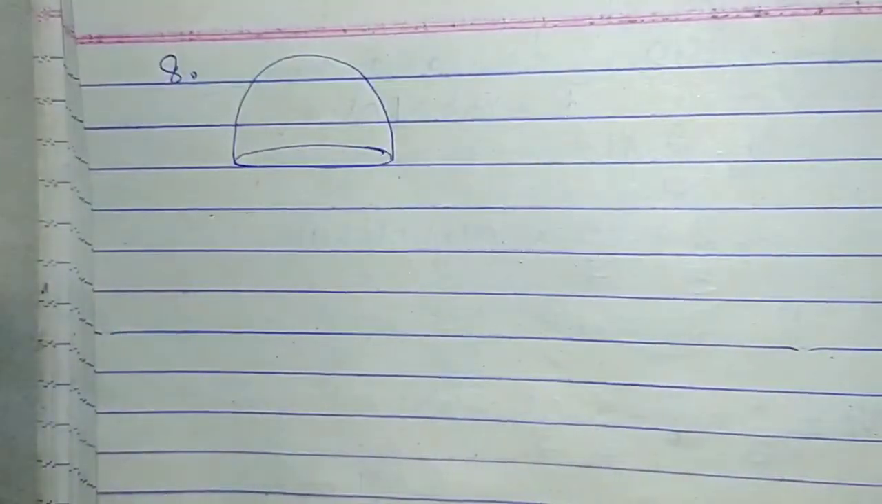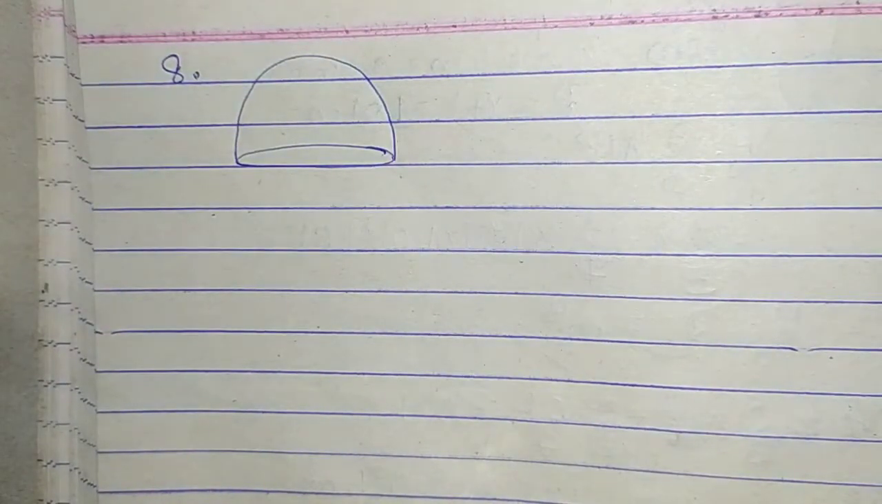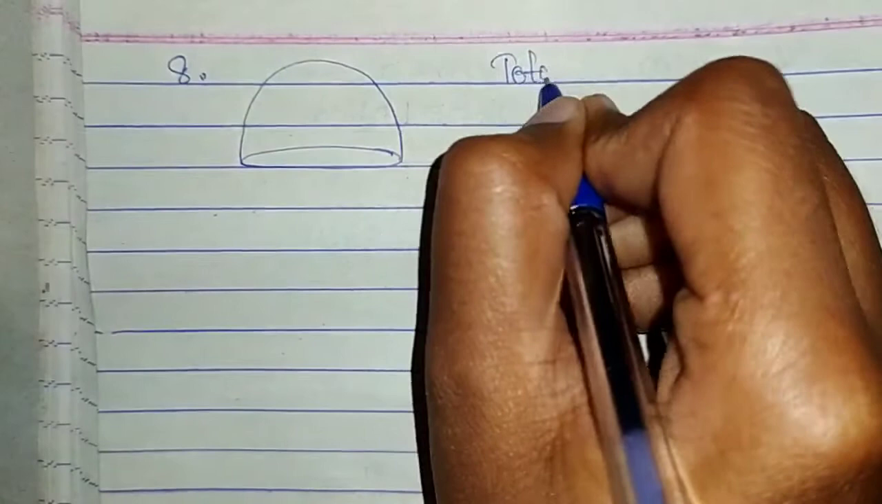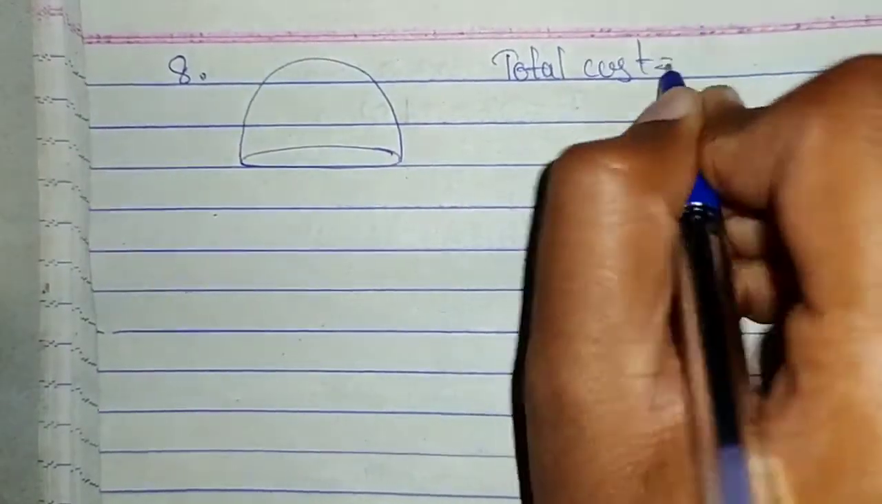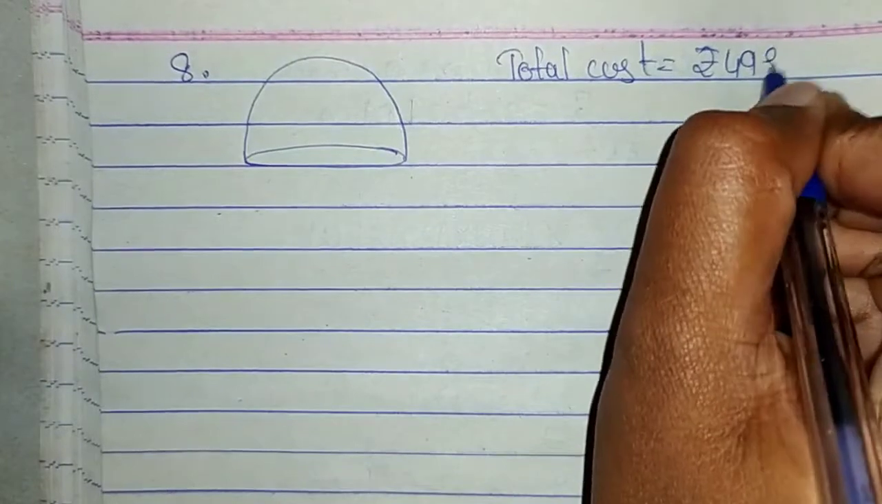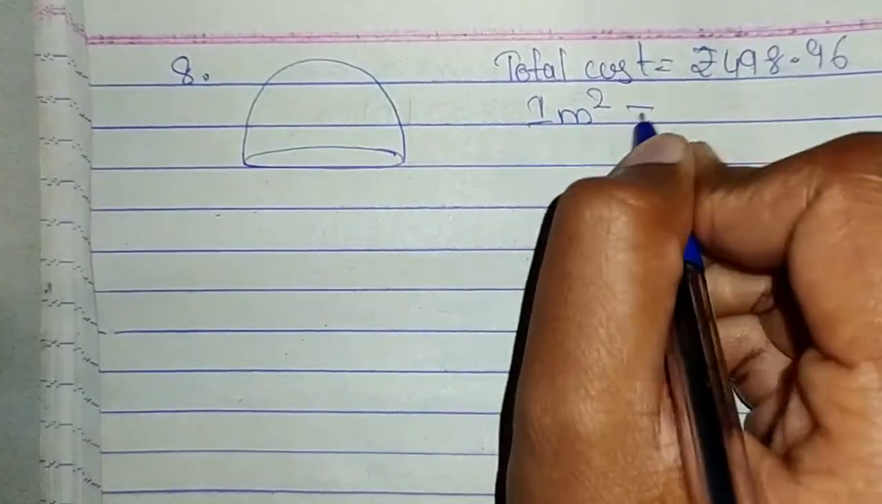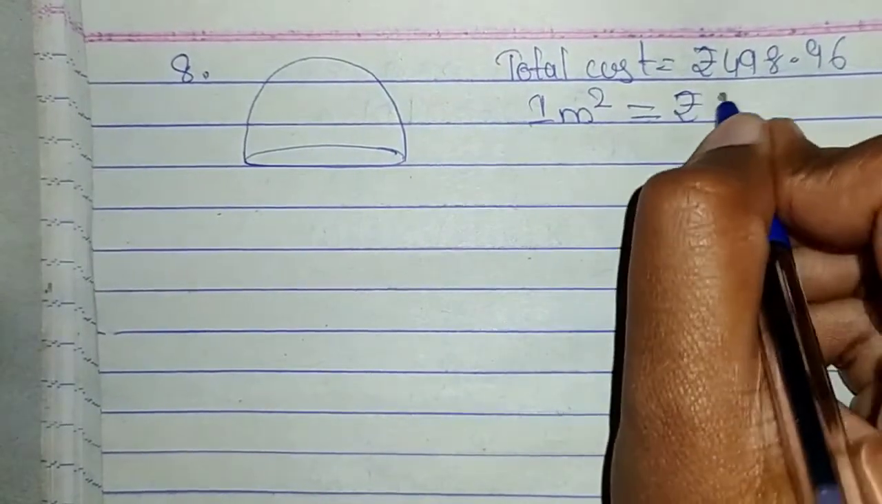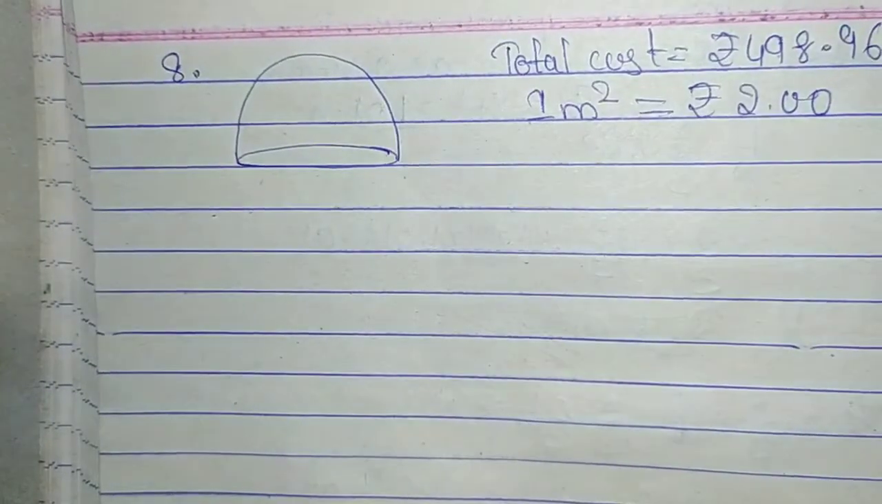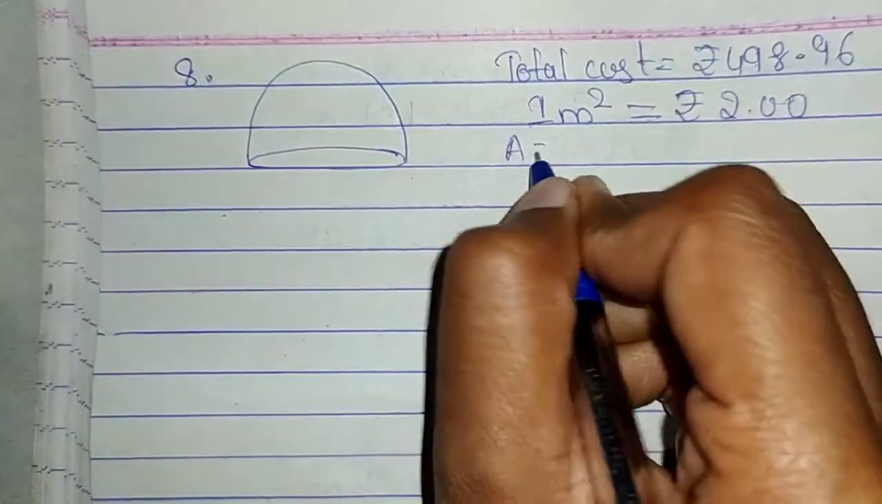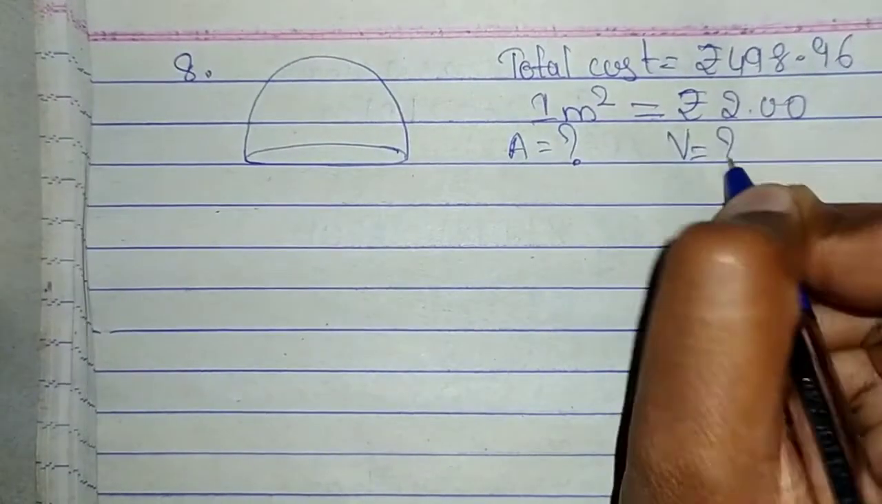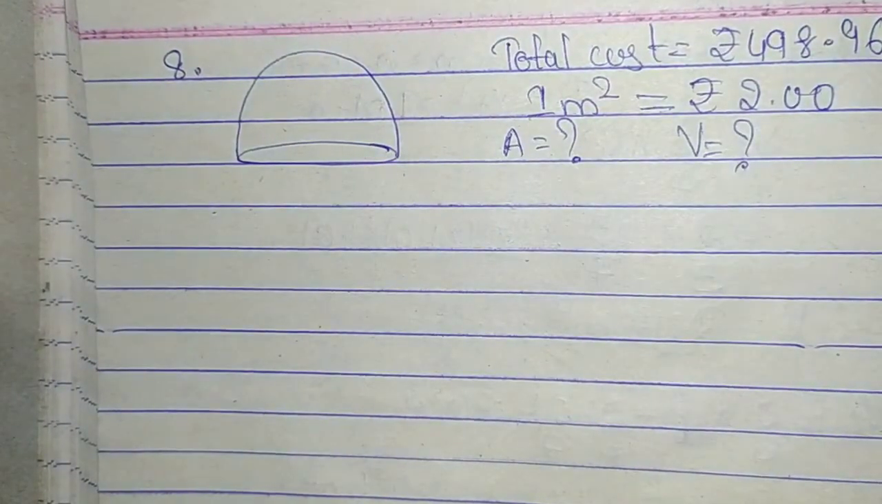In the 8th question, a dome of a building is in the form of a hemisphere. So we have a building which is in the form of a hemisphere. From inside, it was whitewashed at a total cost of rupees 498.96. For 1 meter square, the cost is rupees 2. So find the inner surface area of the dome, and also the volume of the air contained, that means the volume of the dome.